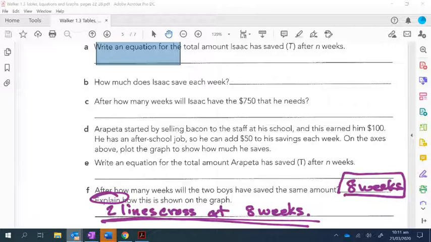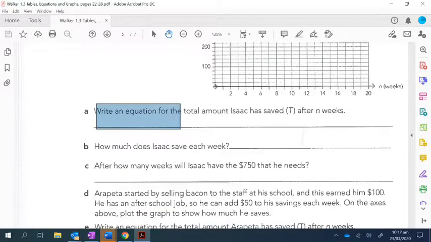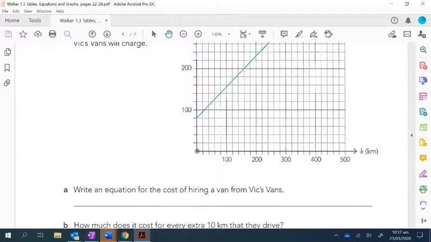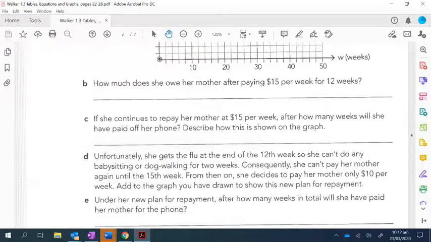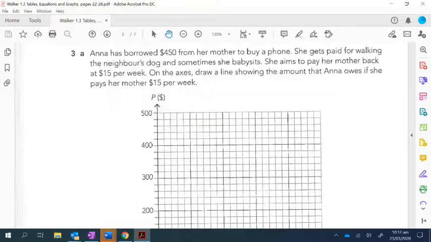Right. So let's look at another one. Let's see. Okay, there's number 2. Let's look at number 3.